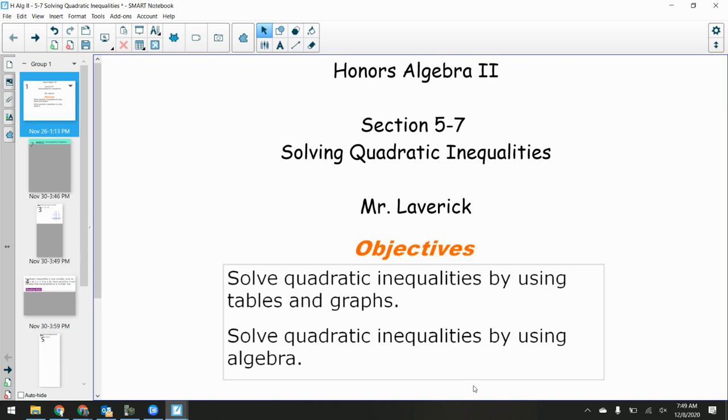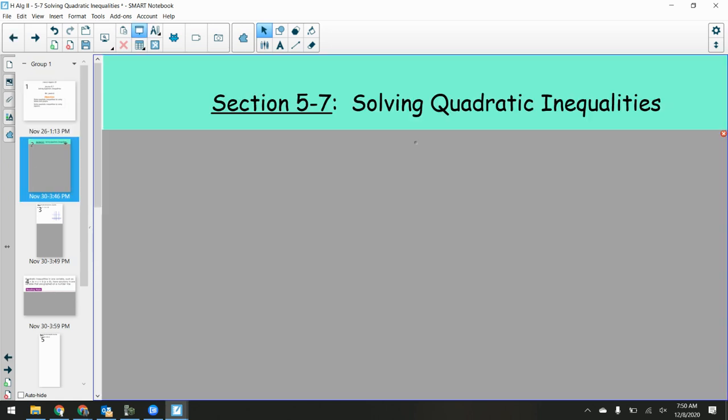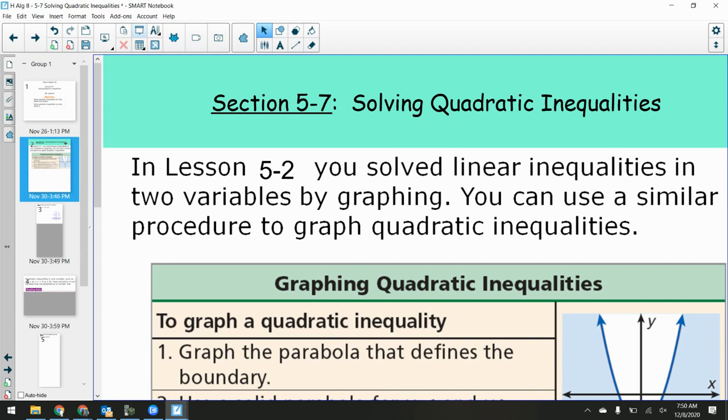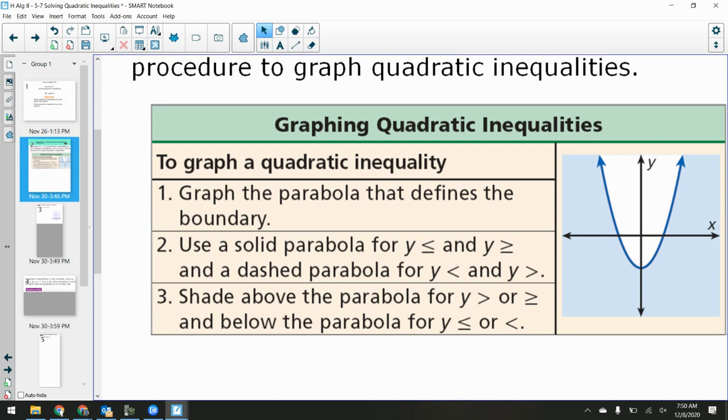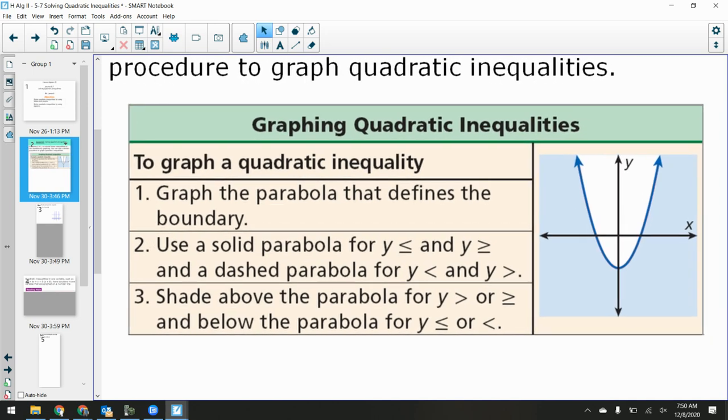We know how to graph quadratics. We know how to graph inequalities. So all we're going to do in this first part of the lesson is just graph quadratic inequalities. We're going to put those 2 things together, add those 2 concepts in. In lesson 5-2, we solved linear inequalities in 2 variables by graphing. We can use similar methods to solve quadratic inequalities.